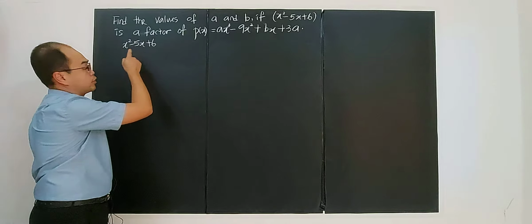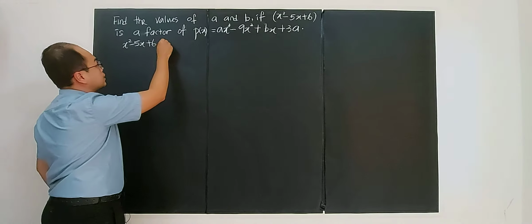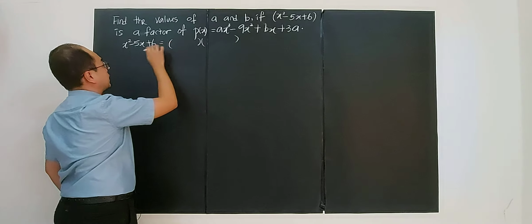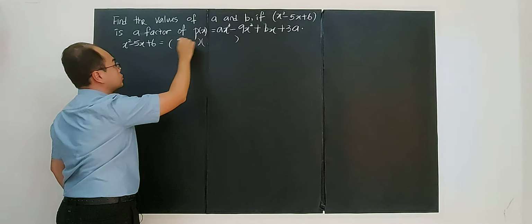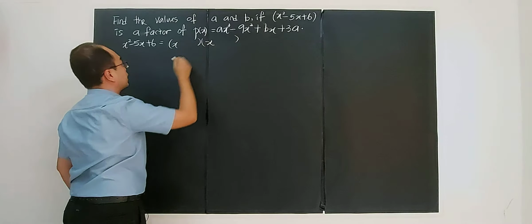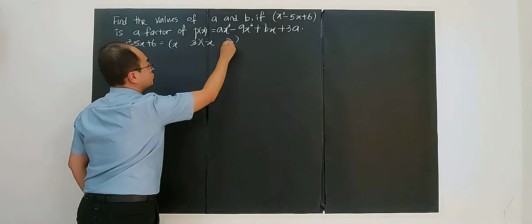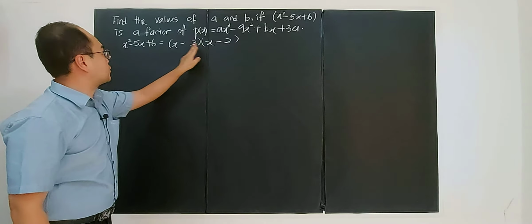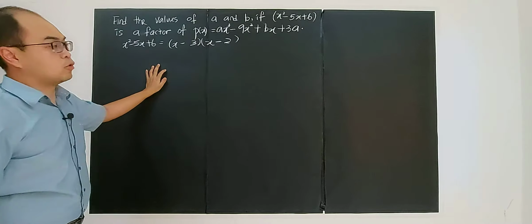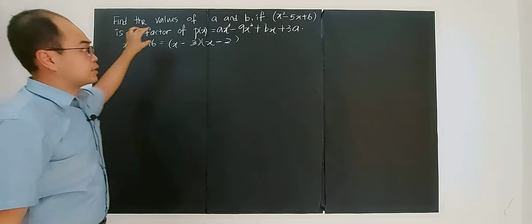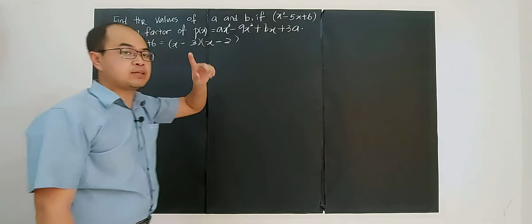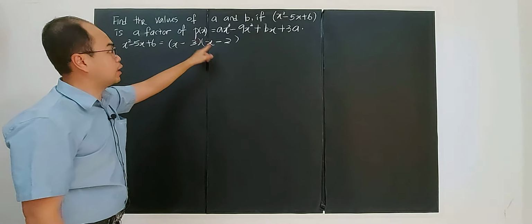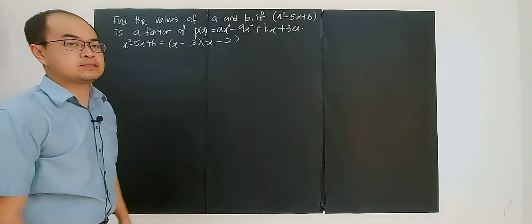As you know, this quadratic factor can be further factorized into 2 linear factors, which is (x - 3)(x - 2), right? Because x squared, negative 2, negative 3, negative 5x, plus 6. So if this quadratic is a factor of this p(x), definitely the linear factors of this quadratic are also factors of this polynomial. This is always true.